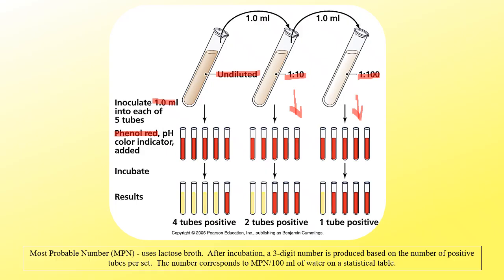If there's a color change from red to yellow, it indicates positive. If it remains red, it indicates negative. So in this set we got 4 positive tubes, and in this one we got 2 positive tubes, and in this one we got 1 positive tube, and then you generate a number, which is 4 2 1. This number we're going to use in the statistical table.